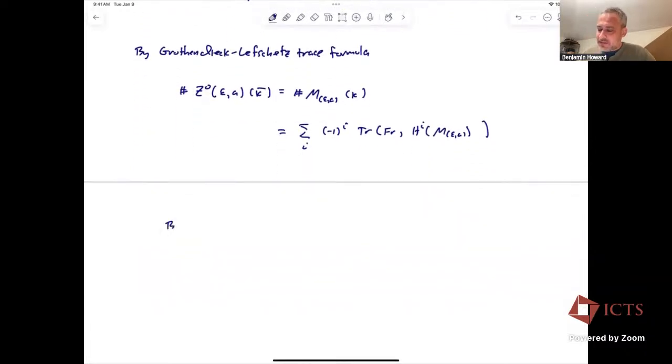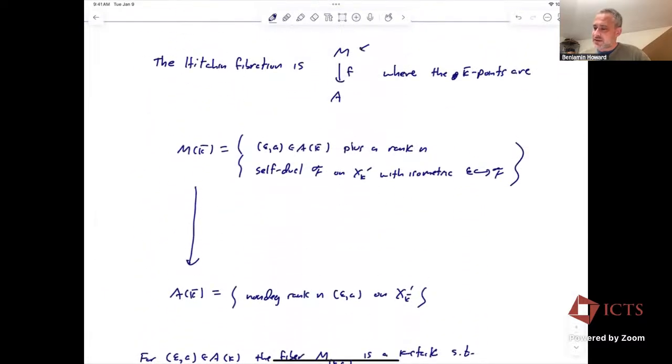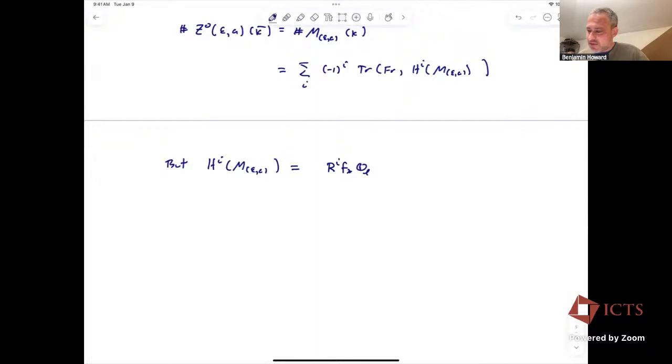Okay, but the cohomology of the Hitchin fiber comes from a sheaf. So you take the ith higher direct image of the constant sheaf upstairs on the Hitchin stack, and then you take its stalk at EA. So the cohomology is interpolated into a sheaf.